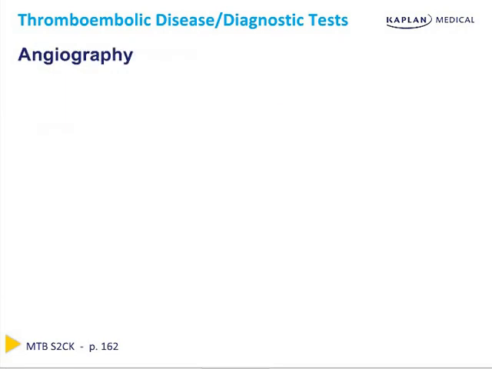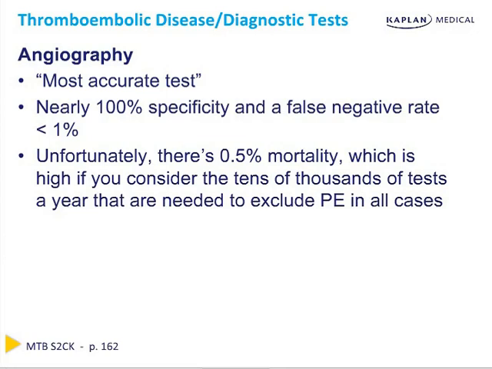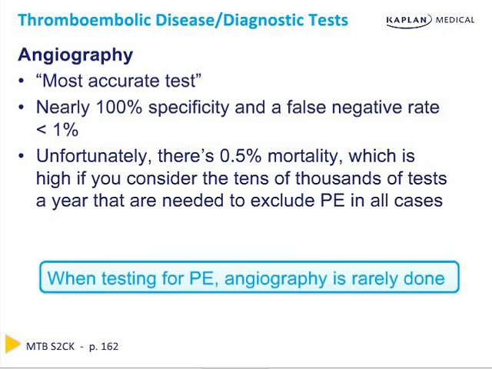One much less commonly used test today is angiography. This is the most accurate test for PE. It's nearly 100% specific and has a false negative rate less than 1%. However, there's actually a 0.5% mortality associated with the procedure, which is quite high if you consider the tens of thousands of tests a year that are needed to exclude a PE. Therefore, when testing for PE, pulmonary angiography is very rarely done.